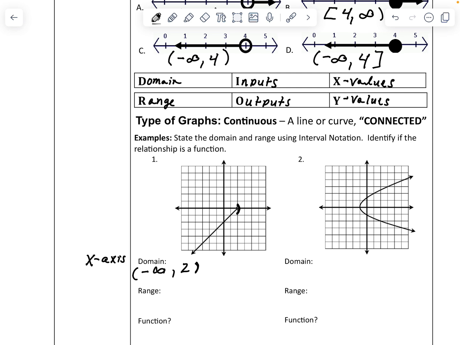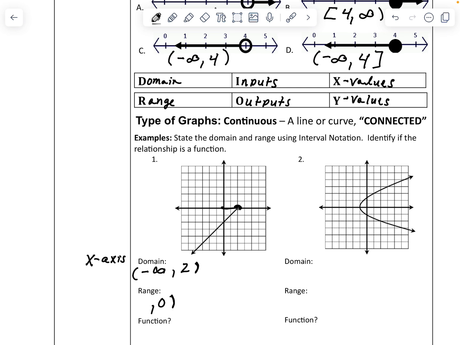Now the range. Remember, I'm going to start at the bottom and I'm going to go to the top. So, again, this point here is going to be my range top also. Here is the top of where it hits the y-axis. Slide your finger over, and that's even with the 0. So remember, when I'm going from the bottom to the top, the 0 is going to be the top. And it's an open circle, so it's not included.